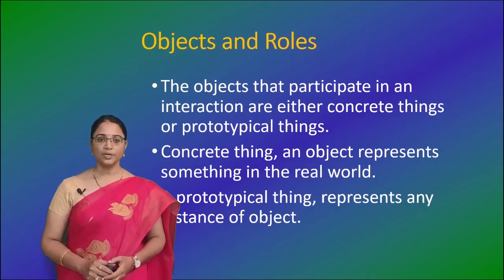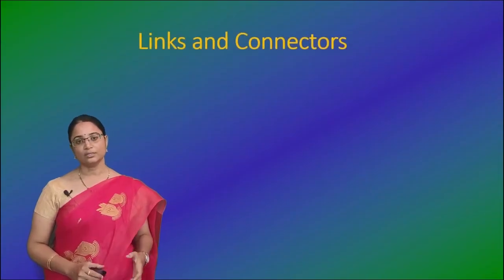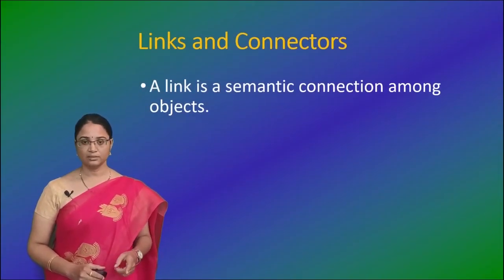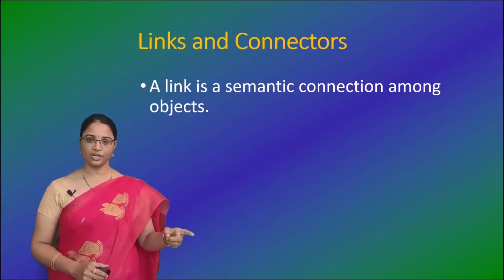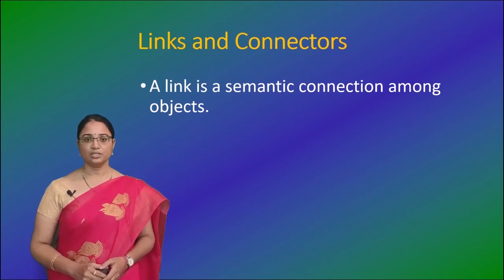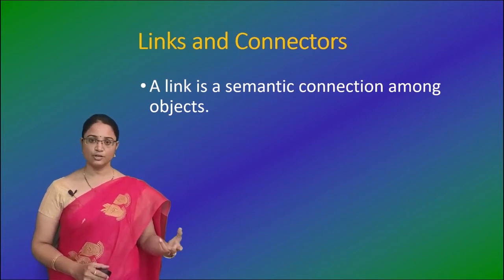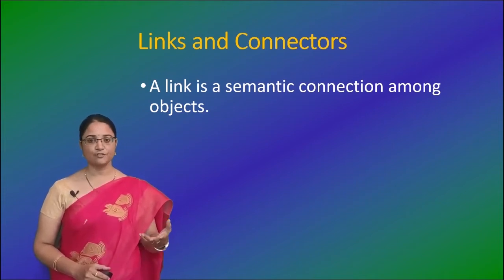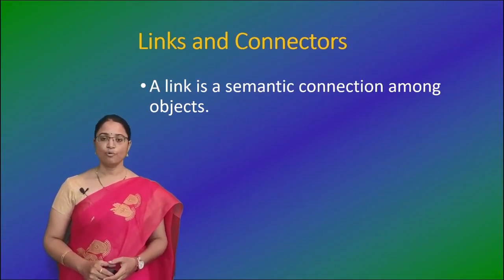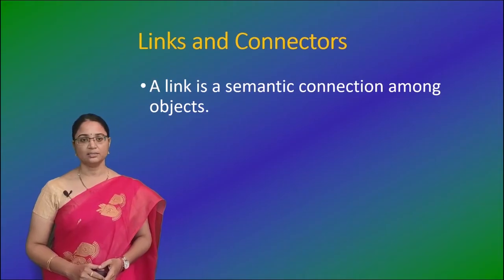Coming to links and connectors, we always know that a link is a semantic connection among objects, but if you want to tell about that type of connection in the classes, we go for the association. In general, a link is an instance of an association. So an object is an instance of a class and a link is an instance of an association. So while using objects, we go for the links.